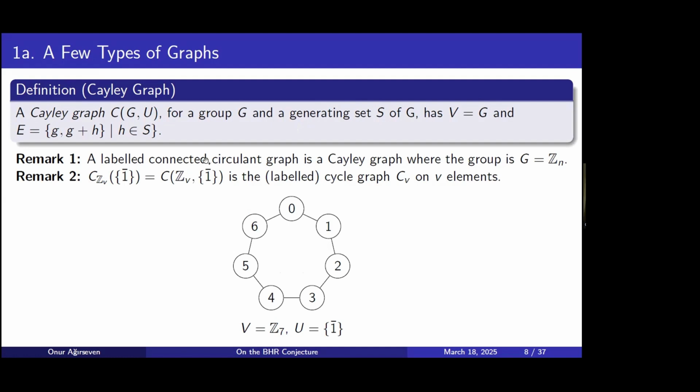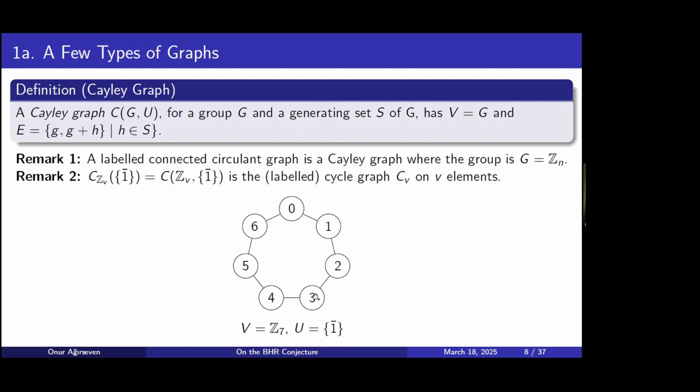Basically, the labeled connected circulant graph is a Cayley graph where the group is Zn, which is why, oh, this is a typo. I should have called it ZV. Every now and then I, of course, go back to the algebraic notation, but we prefer to use the V for the total number of vertices in this context. So just assume this is ZV.